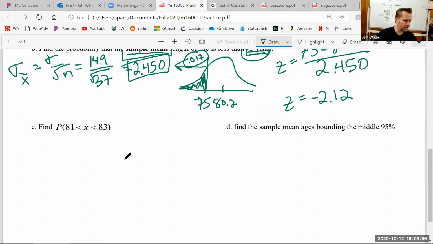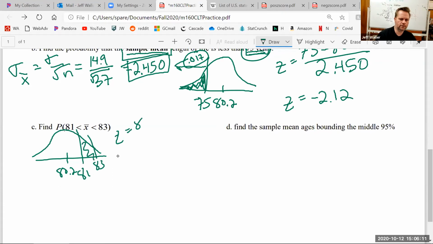Last 2 problems, and then I'll let us out of here. Let's see if we can do this a little bit quickly. So this problem is the same problem. I just have 2 ages to work with now. So I got to make 2 z-scores. So 81 up to 83. I make a z-score for 81.